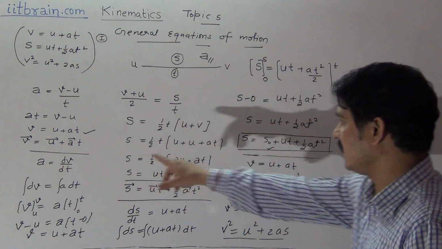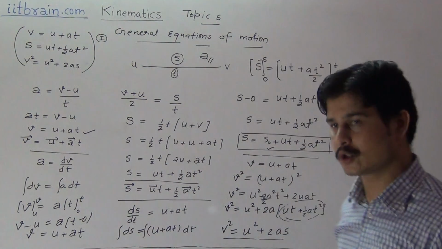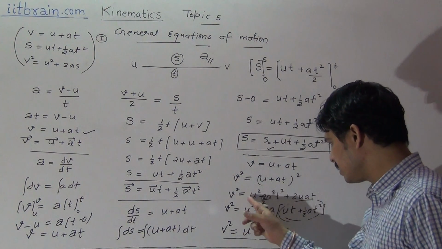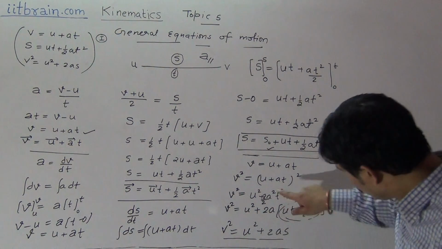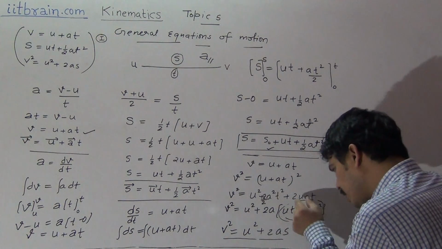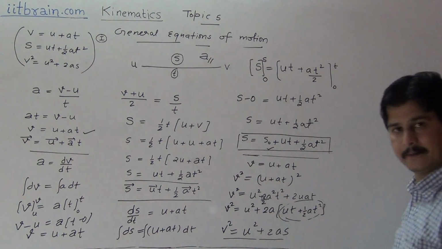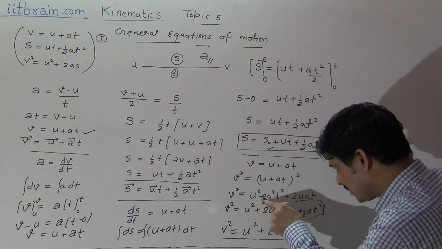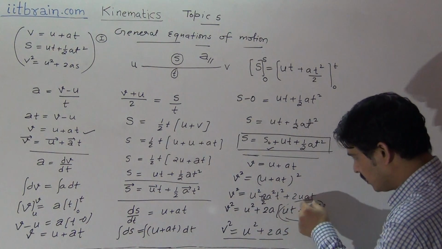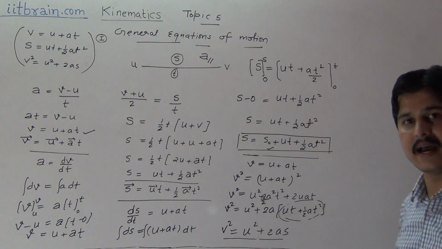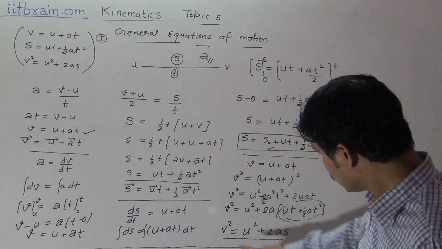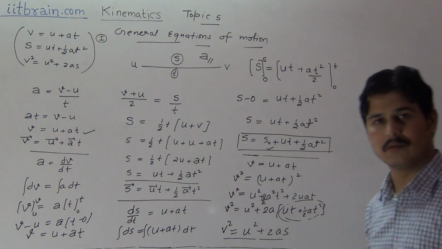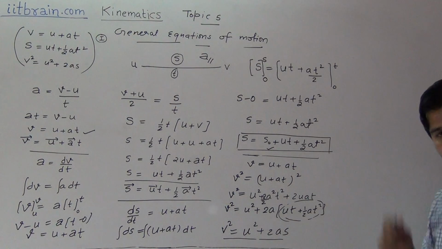v is u plus at, this is the first equation. Squaring both sides, v square is u plus at whole square. a plus b whole square is a square plus b square plus 2ab. I multiplied and divided by 2 and took 2a common from these two terms. Taking 2a common gives ut, and this term converts to half at square. And this ut plus half at square is known as s, distance or displacement. So v square is u square plus 2as. This is the last equation given by Galileo, v square equal to u square plus 2as.